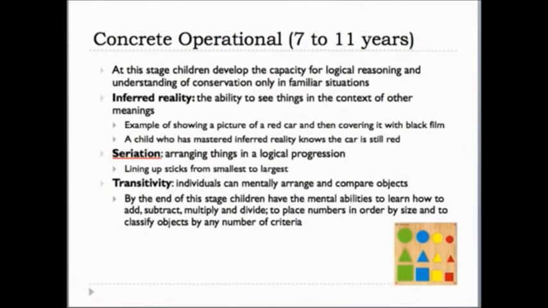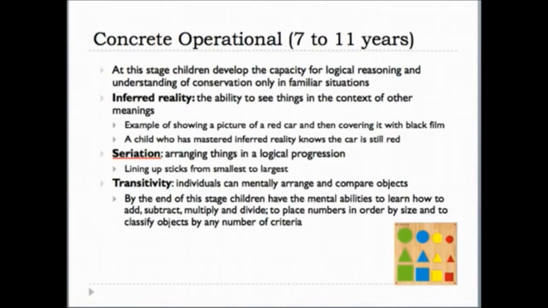The next stage that children move into is called the concrete operational stage, which occurs from the ages of 7 to 11 roughly. This is when children are beginning to develop logical reasoning, and they begin to understand the law of conservation, but only in familiar situations. So we're not yet to abstract reasoning, but more of that concrete logic.